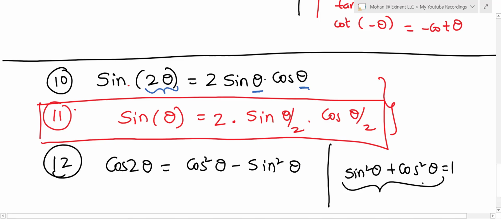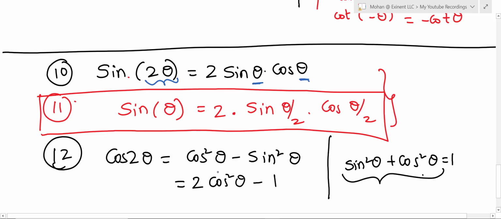So what happens if I wanted to write only in terms of cos theta? This sine square theta will become 1 minus cos square theta. So in that way, that will become cos square theta minus (1 minus cos square theta). So that will become 2 cos square theta minus 1.